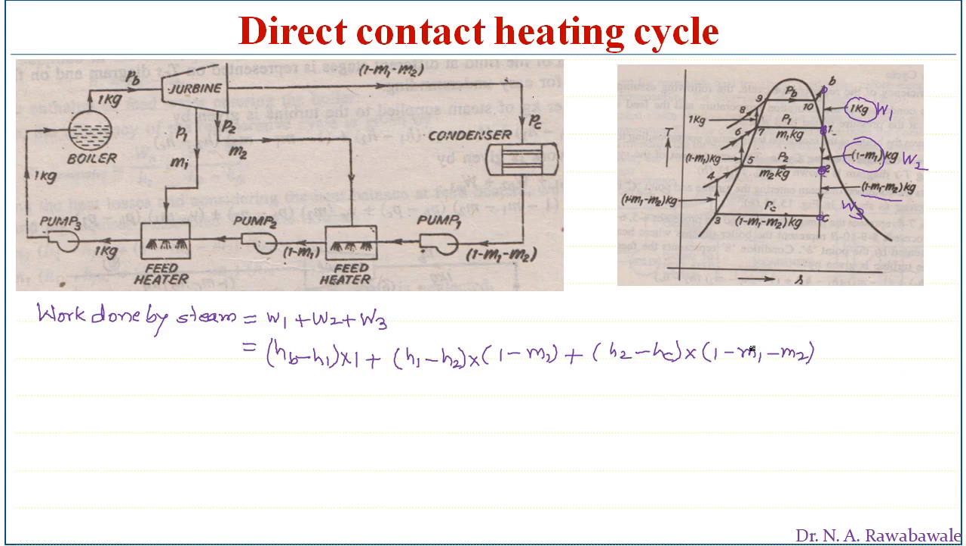Now looking at the next kind of work consumed, this is the work produced by the expansion of steam. So work absorbed by pump, so here there are 3 pumps: pump 1, pump 2 and pump 3. So pump work is obtained by multiplying specific volume with the mass and pressure difference.